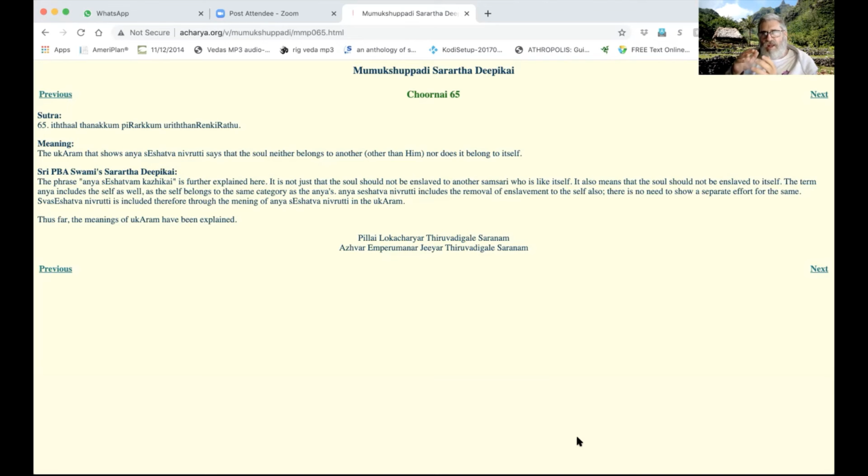Ananya sheshatva nivritti, or excluding the service of others, includes the removal of enslavement to oneself also. There is no need to show a separate effort for the same. Thus the meaning of the Ukara, the letter U, has been explained. Okay, so let's stop the share here for a second. Now we're going to come to another section. We've explained the letter A. We've explained the letter U.